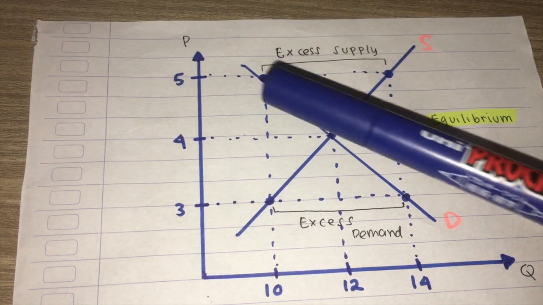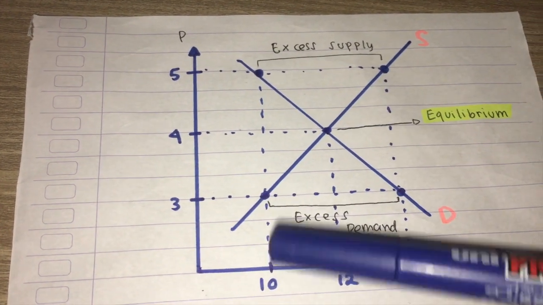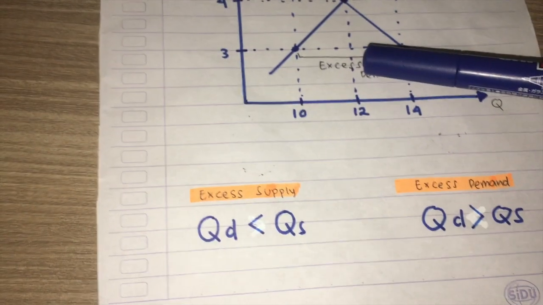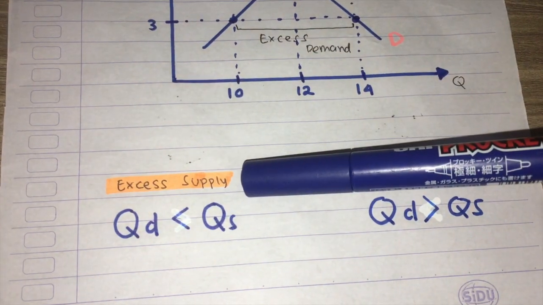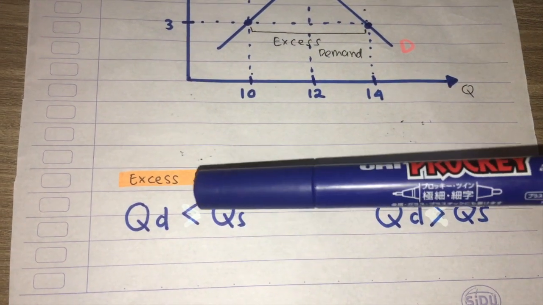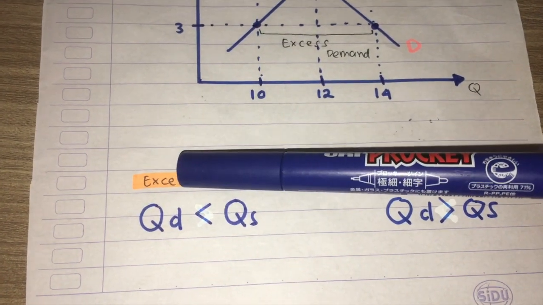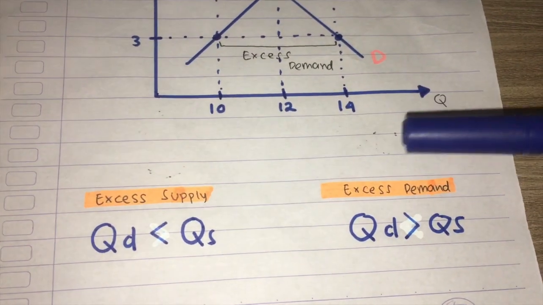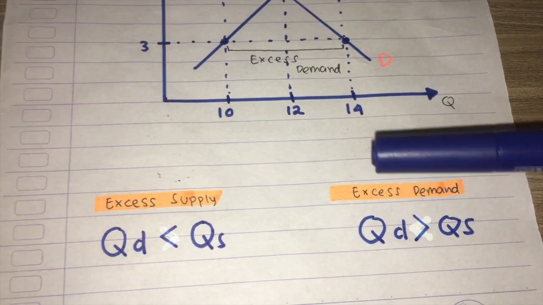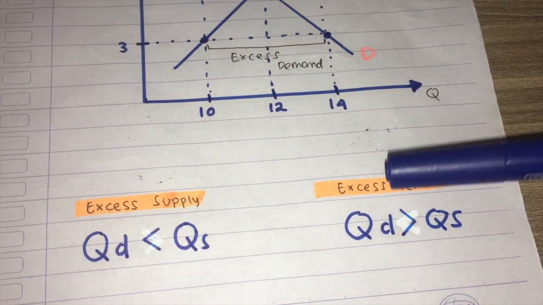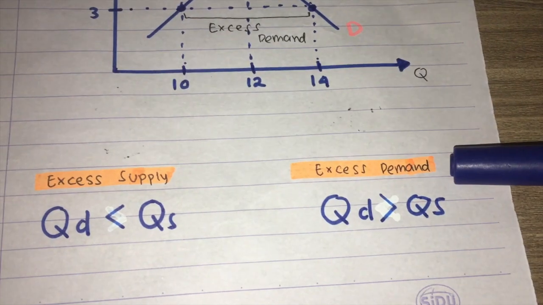Here is the excess supply and here is the excess demand. Excess supply is when the quantity of the supply is more than the quantity of the demand. But excess demand is when the quantity of the demand is more than the quantity of the supply.